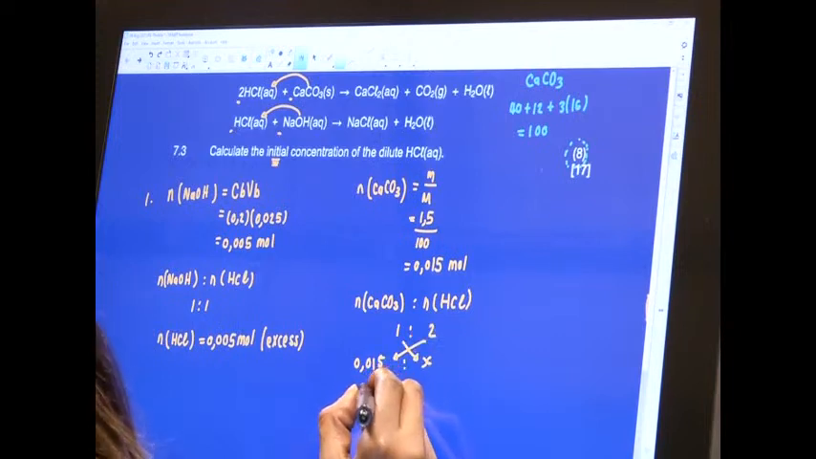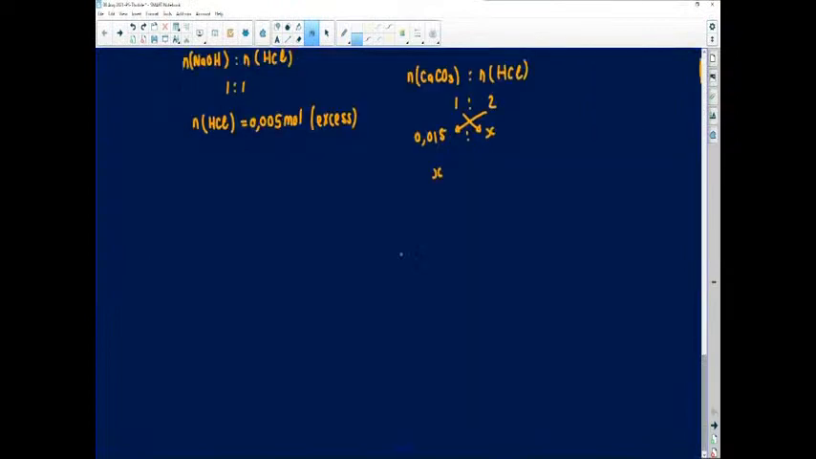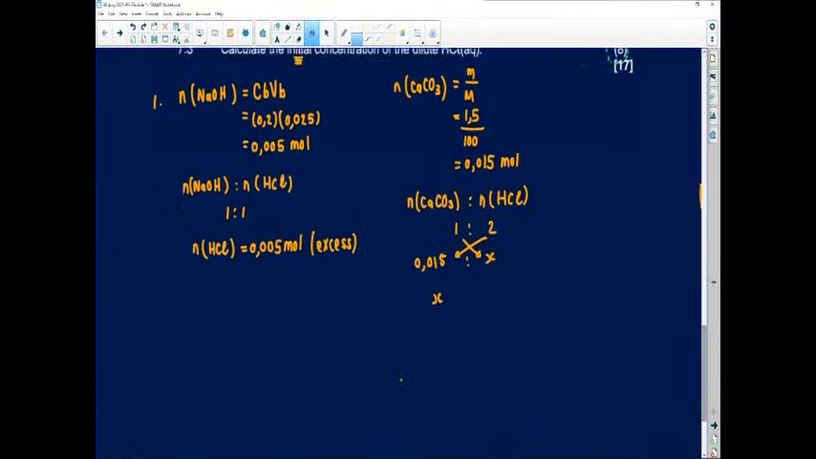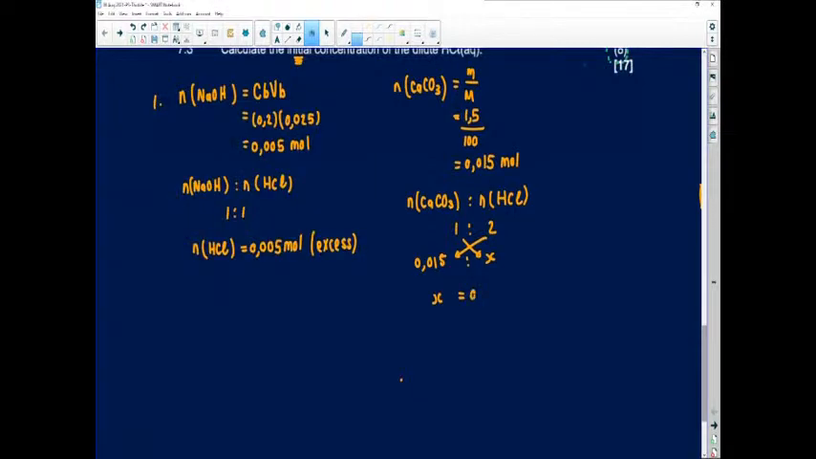I'm just going to change it around, which means that x will be, I'm going to take this answer, just multiply that by 2. I get 0,03. 0,03 moles. So those are my moles. So this was an excess. This is what was initially used. This was what, let me not say initially, let me just say used.